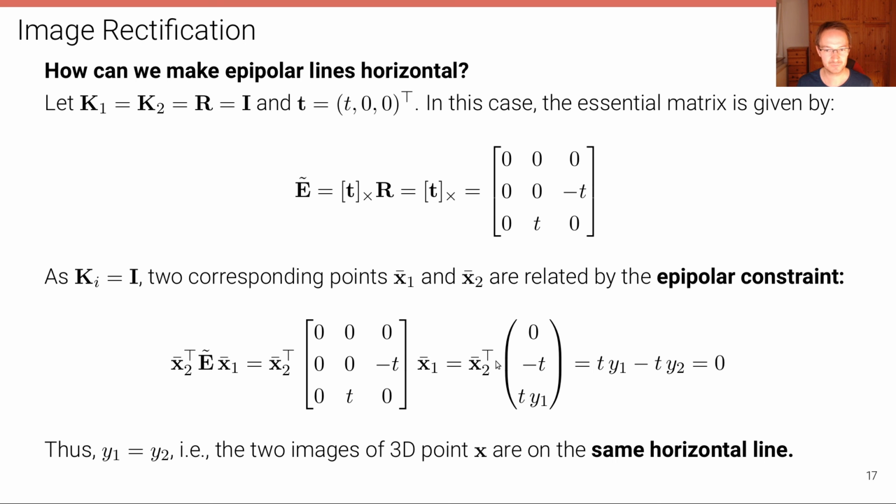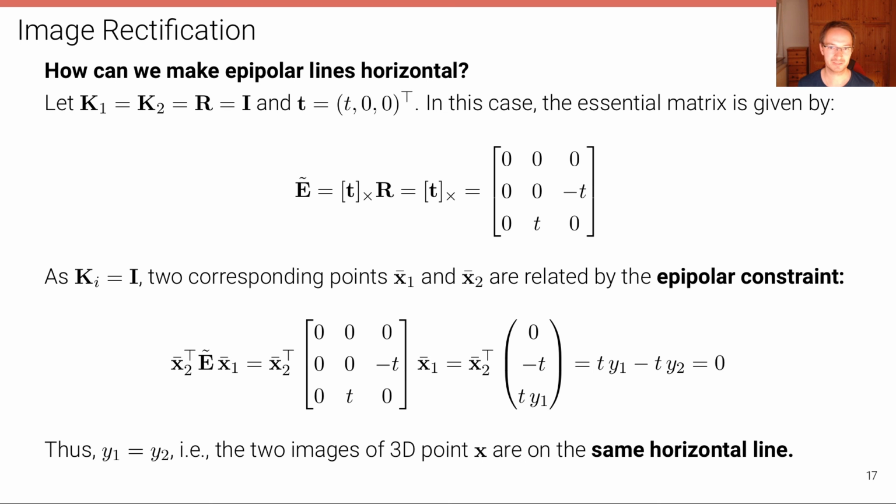So the first element is multiplied with 0, the second element, which is y2, gets multiplied with minus t, and then the last element of this augmented vector, which is 1 of course, gets multiplied with t and y1. So we're left with this expression t y1 minus t y2, and this expression must be equal to 0 because it must satisfy the epipolar constraint.